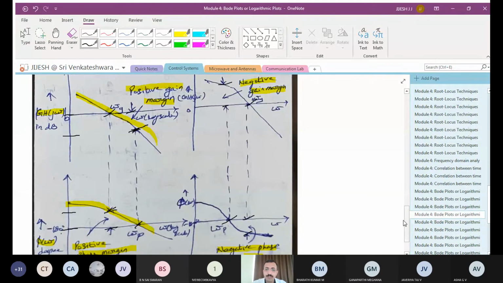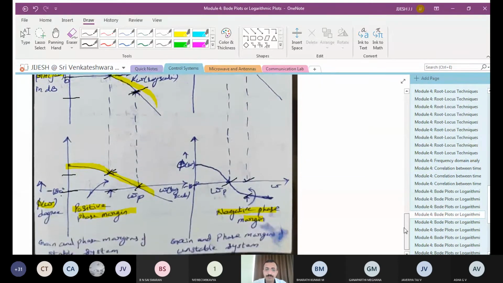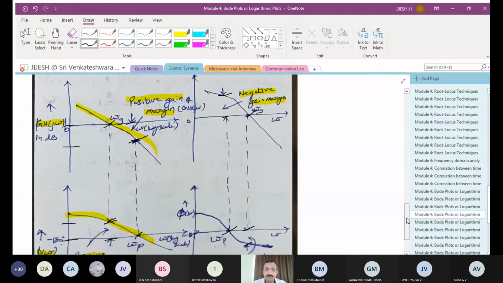It's very important for you to understand. Is that clear for all of you? Yes, sir. Okay, so in very brief, what you can understand is where the crossover takes place.